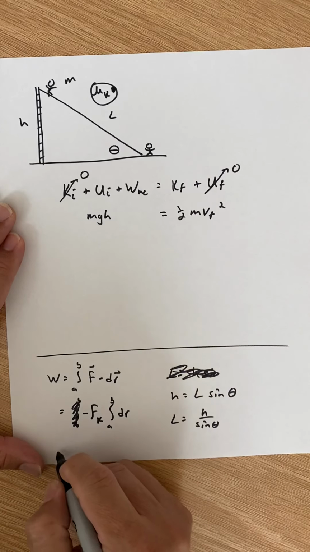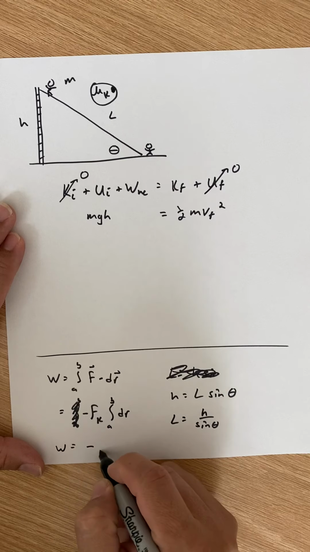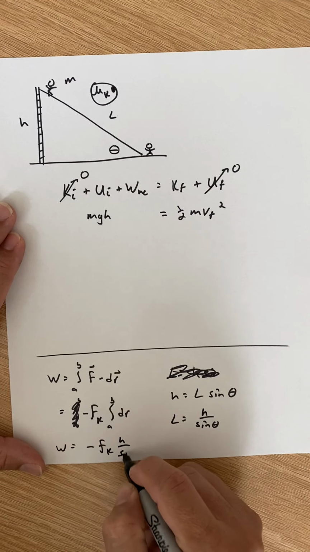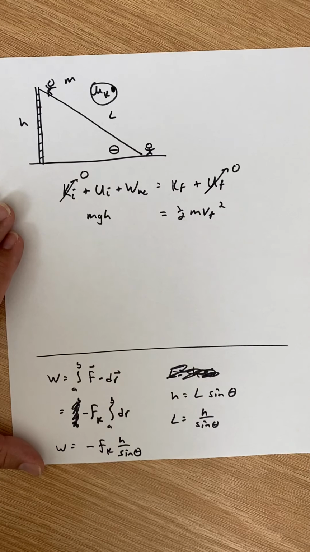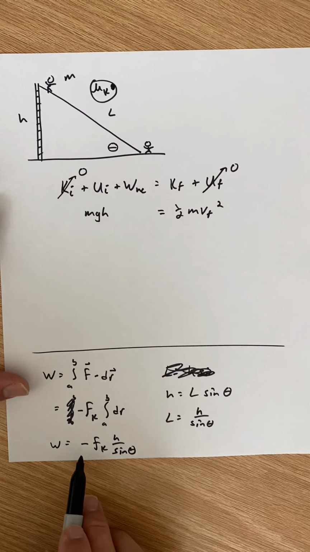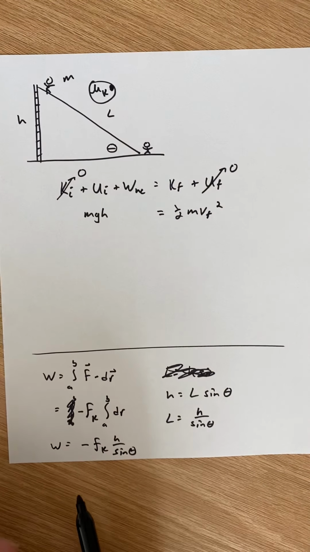So it looks like the work due to the non-conservative forces is equal to negative force of friction times h over sine theta. Hopefully that's clear. And negative makes sense to me because it's friction. It's taking energy out of the system, right?